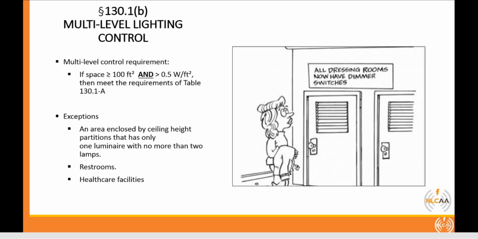So what are the exceptions for this code section? Well, if your area has only one luminaire with 2 lamps, you're exempted. Restrooms, healthcare facilities, you're also exempted from dimming or multi-level lighting controls.